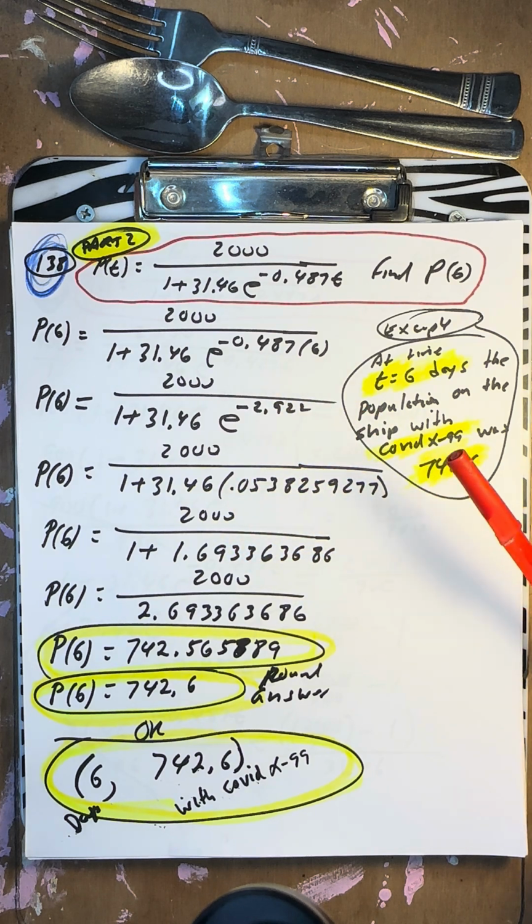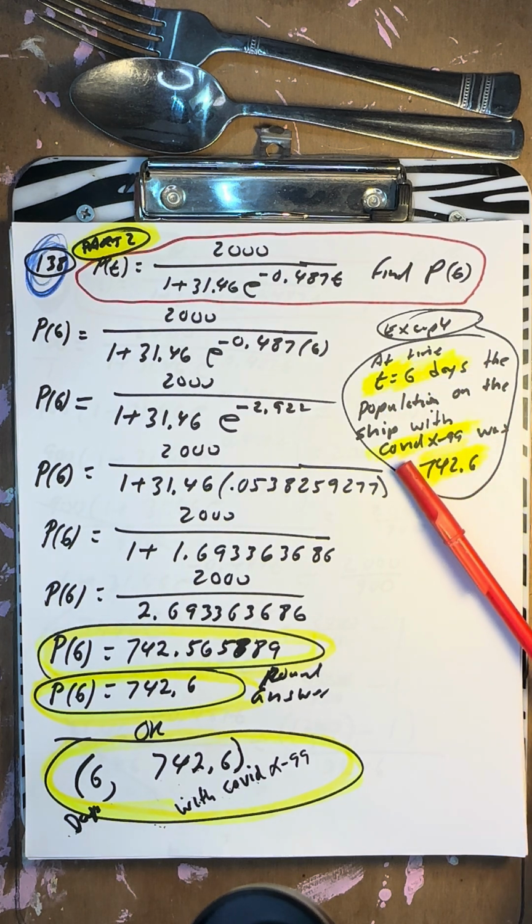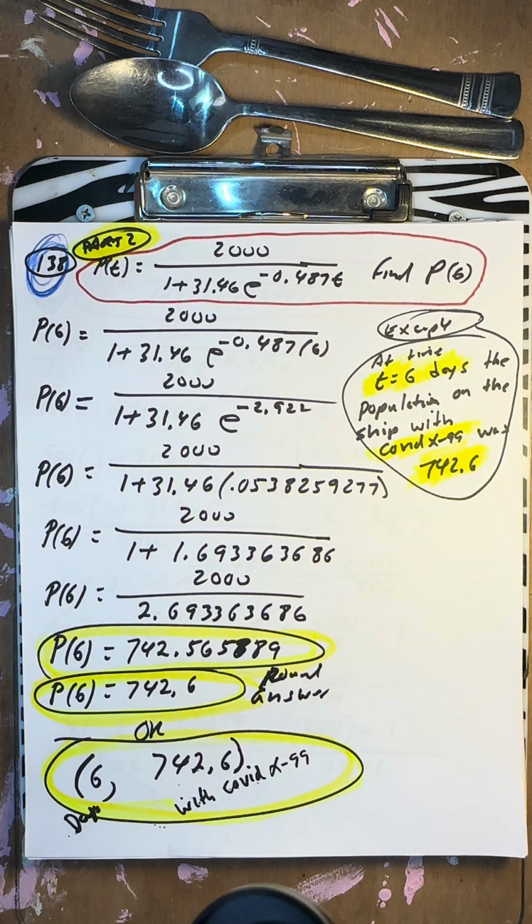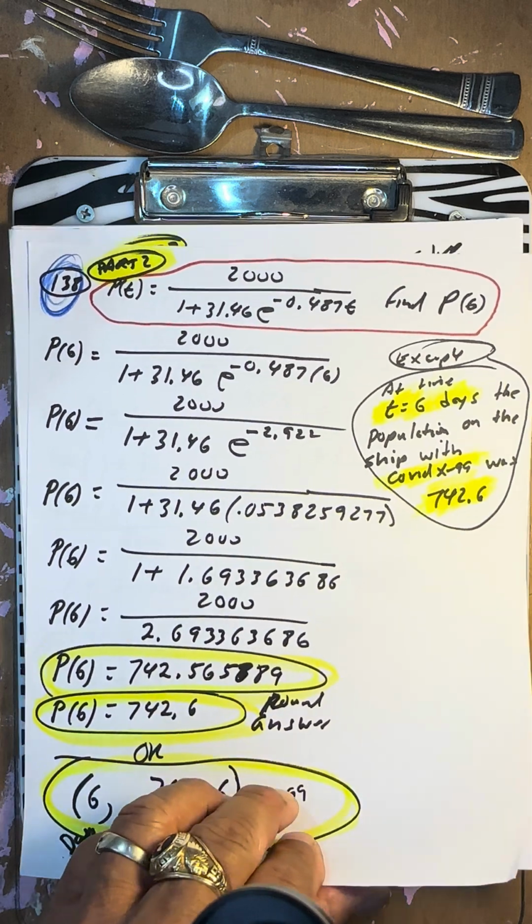So now, at time T equals 6 days, the population of the ship with COVID X99 was 742.6 people. They have it after 6 days.